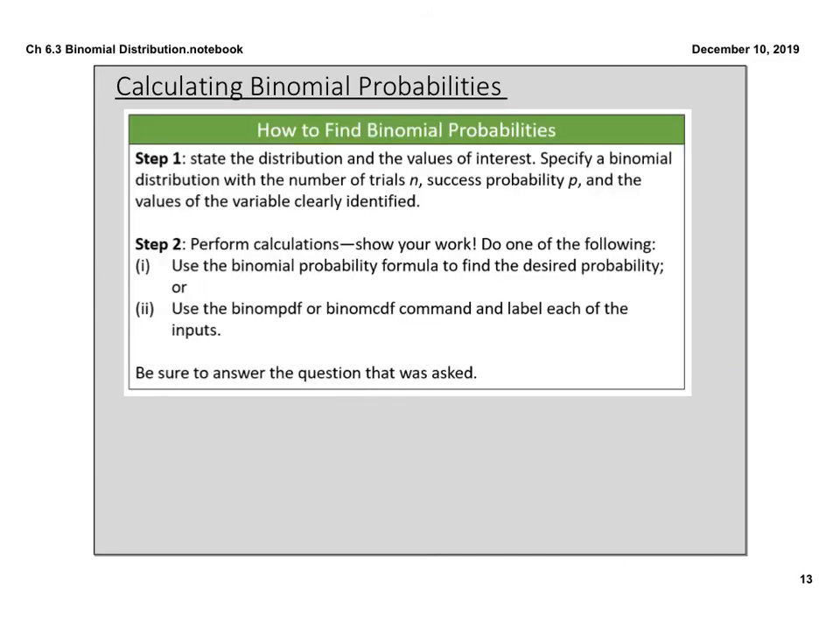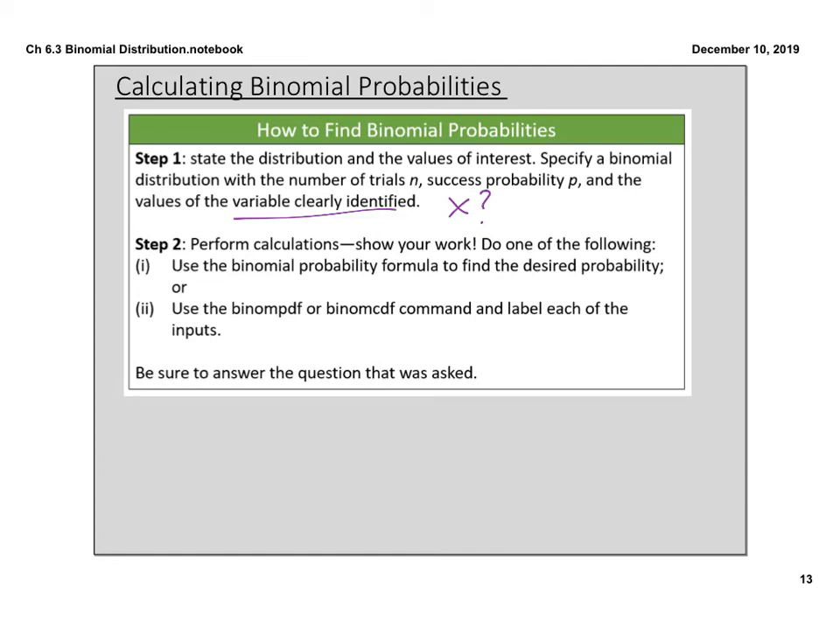Okay, so this is just our steps to finding the binomial probabilities. The first step is to state the distribution and the values of interest. The values of interest are how many trials, what's the probability on each trial, and what's the number in the value of the variable, clearly defined. So that's your X. What's your X? Is it equal to, greater than, less than, greater than or equal to, less than or equal to, whatever it is.